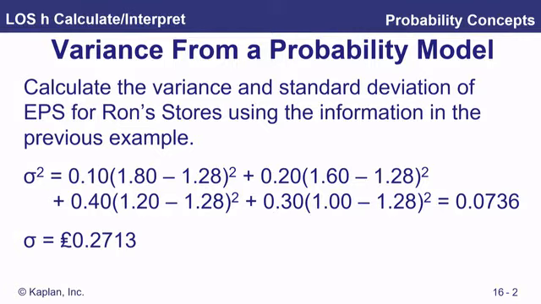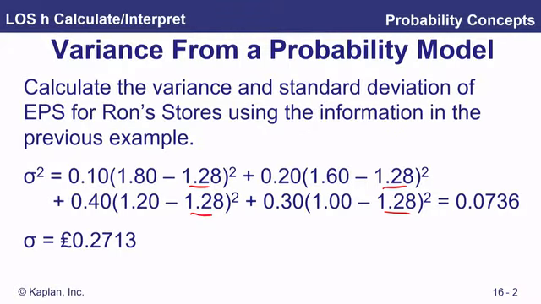Next up for us here is calculating the variance from a probability model. So if we have a probability model, these percentage probabilities for, in this case, 4 different outcomes, in order to calculate the variance, what we're going to do is take the deviations from the mean. So we're subtracting the mean off of each of our 4 possible outcomes, and then we're squaring those differences. And then we just take the weighted average of those, with the weights being the probabilities. So we calculate our variance here as 0.0736.